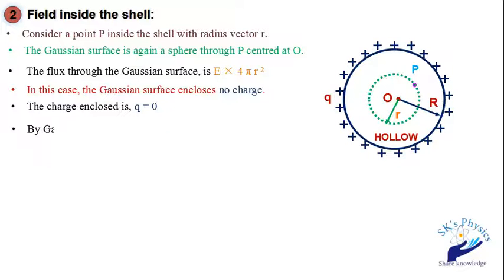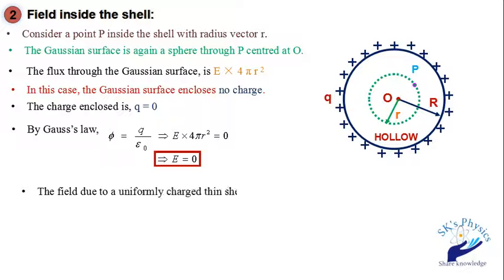Now by the Gauss law, phi is equal to q upon epsilon 0 is equal to 0, so E into 4 pi r square is equal to 0. So electric field is equal to 0. The electric field due to a uniformly charged thin spherical shell is 0 at all points inside the shell.